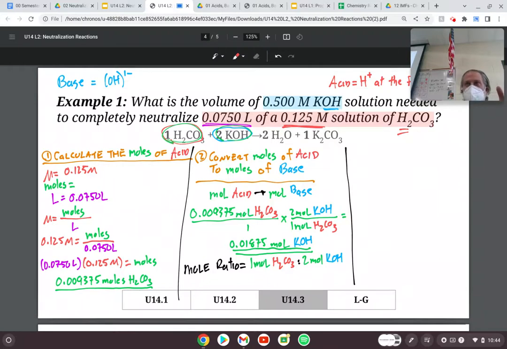Helpful? That's always going to be like that? You will always get your mole ratio from the balanced chemical equation, yes.